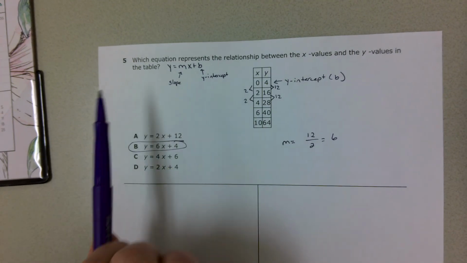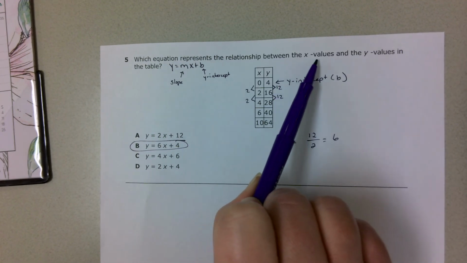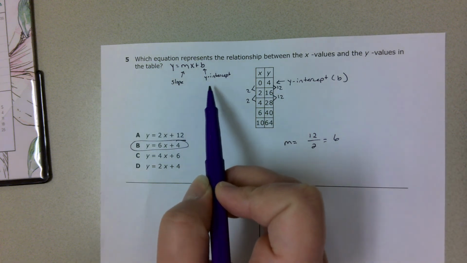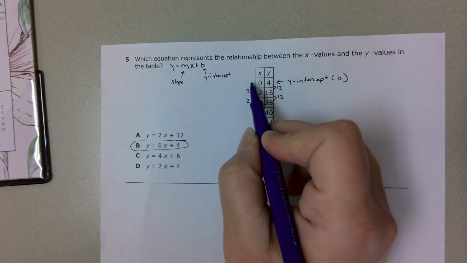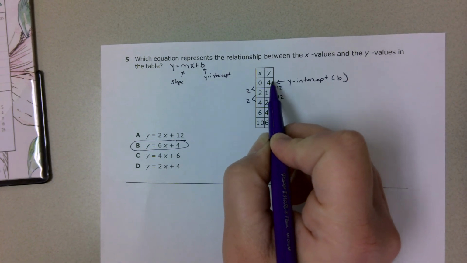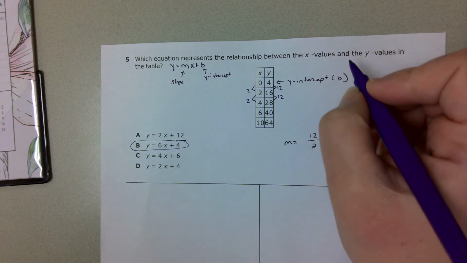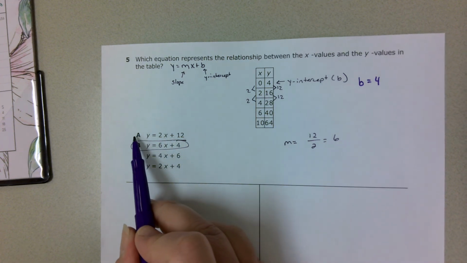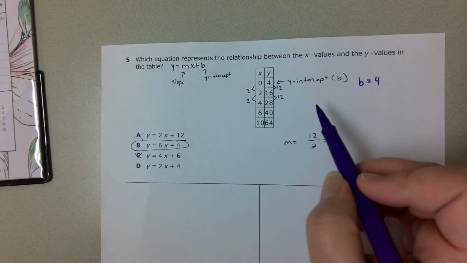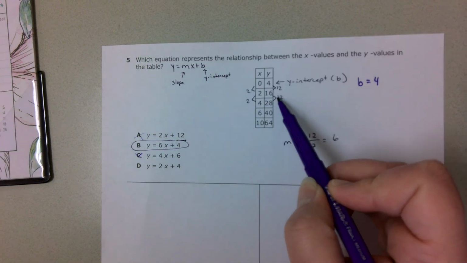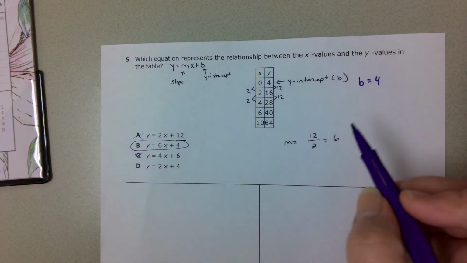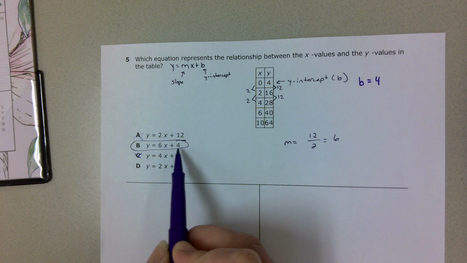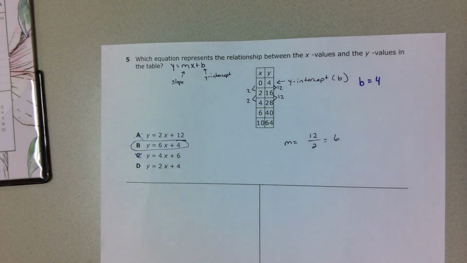Last one, number 5. Which equation represents the relationship between the x values and the y values in the table? So remember, y equals mx plus b, m is my slope, b is my y-intercept. It has given me my y-intercept, the x value 0, so my y value of 4 is my y-intercept, so b equals 4. Automatically, we could eliminate A and C. And then we just need to determine the slope. So we're looking at our change in y values over our change in x. 12 divided by 2 is 6. So my slope is 6. y equals 6x plus 4 is the correct equation for that table.